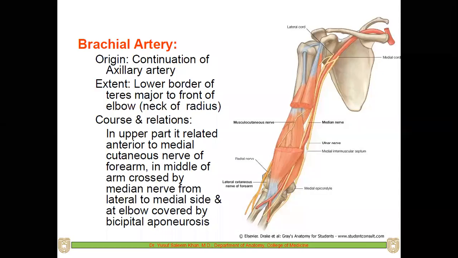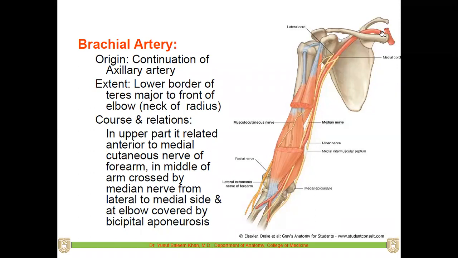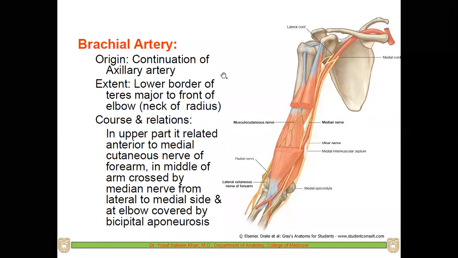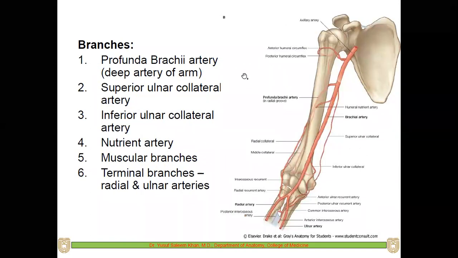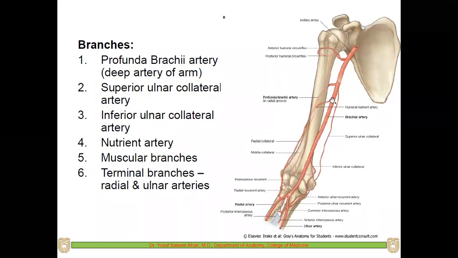Okay, in the previous lecture, we had discussed up to the brachial artery, its origin, its end, and its branches, right? So we had discussed all these are the branches of this brachial artery. This is the brachial artery here, and we had discussed all the branches coming from this.